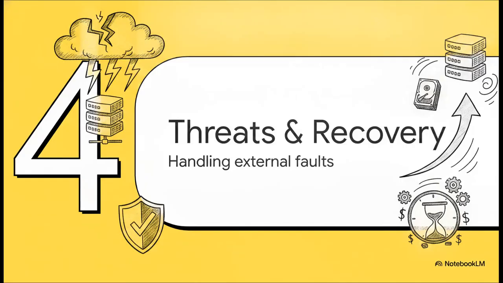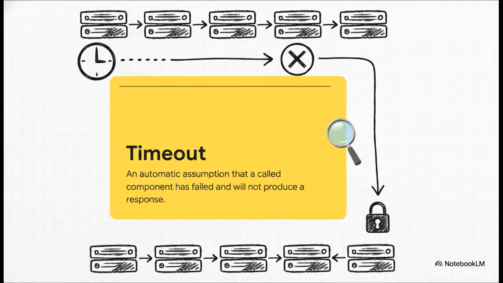Let's move into Section 4, External Threats and Recovery. Our final bucket of guidelines deals with external components failing and how we protect hours of computational work from just vanishing into thin air. Definitely flag this one for the exam as well.